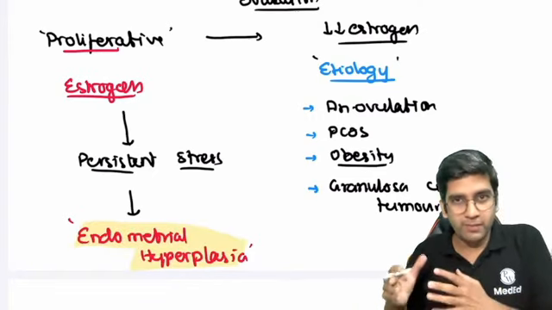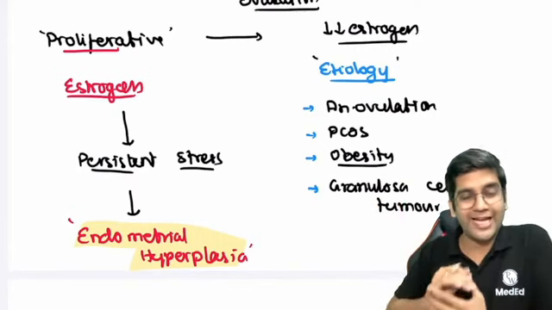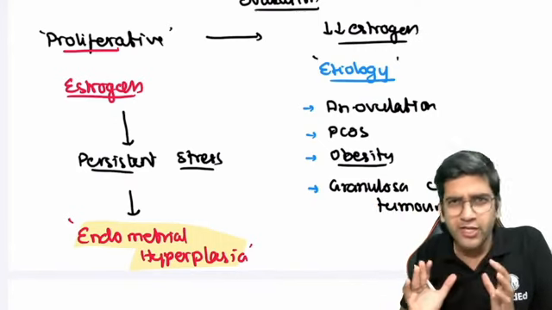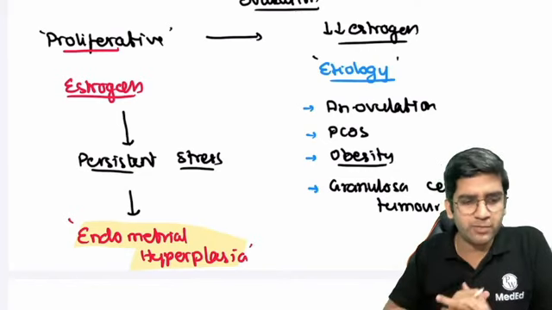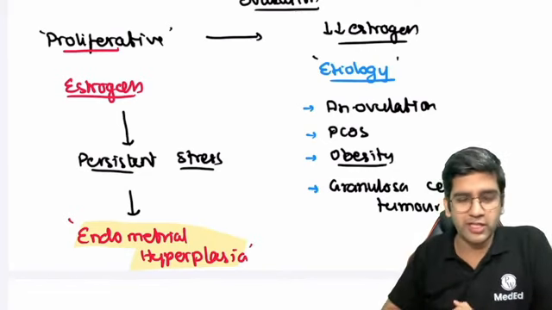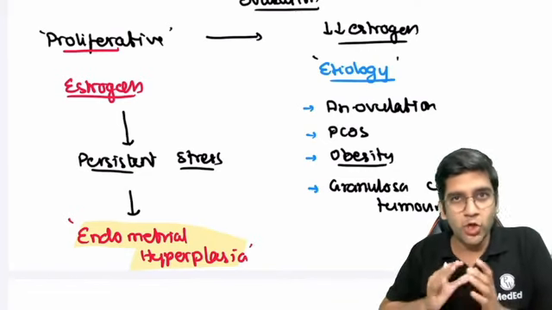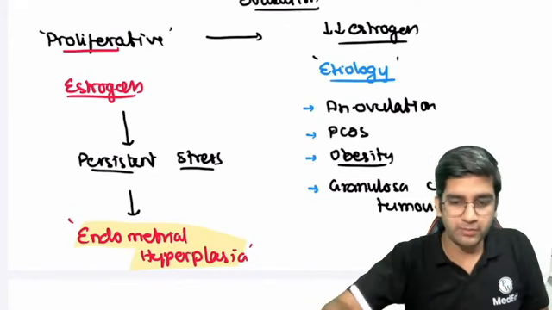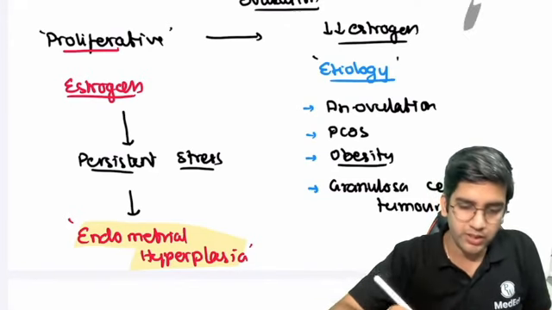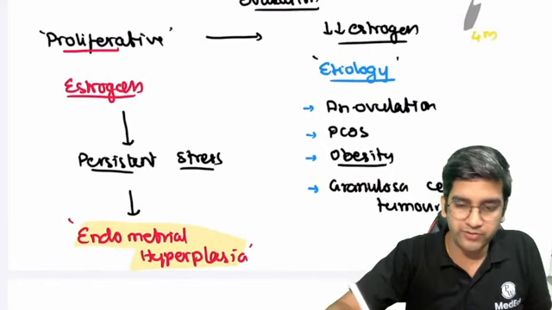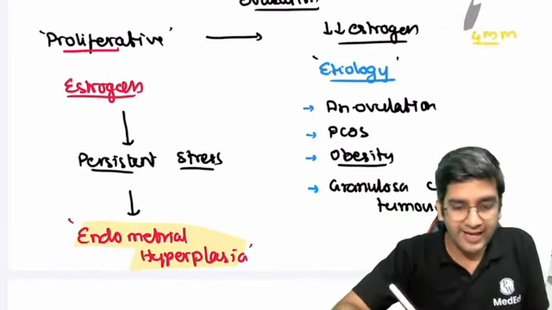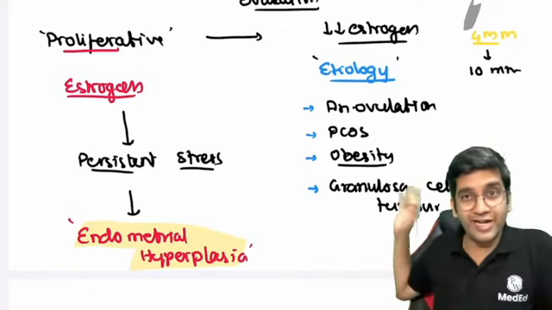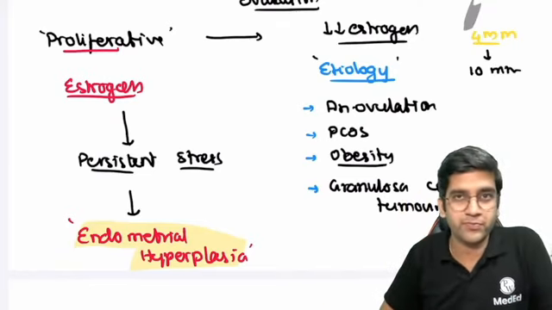So now I know my pathogenesis, I know my etiology. Can you predict the clinical feature? You're very young in your medical career, but still you can predict the clinical picture. Just give me a second, I'll tell you. Let's assume a normal endometrium, for example, is 4 millimeter in thickness. In endometrial hyperplasia, it becomes, let's say, 10 millimeter. I'm just giving you a random example. These are not the right numbers.